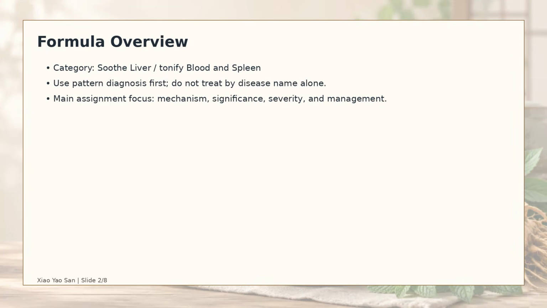Traditional use. Xiao Yao San belongs to the category Soothe Liver, or tonify blood, and Spleen. The formula is selected by pattern, not just by disease name. In this presentation, the goal is not to prove that herbs replace medication. The goal is to show how a practitioner thinks about benefit, risk, and communication with the patient's physician.